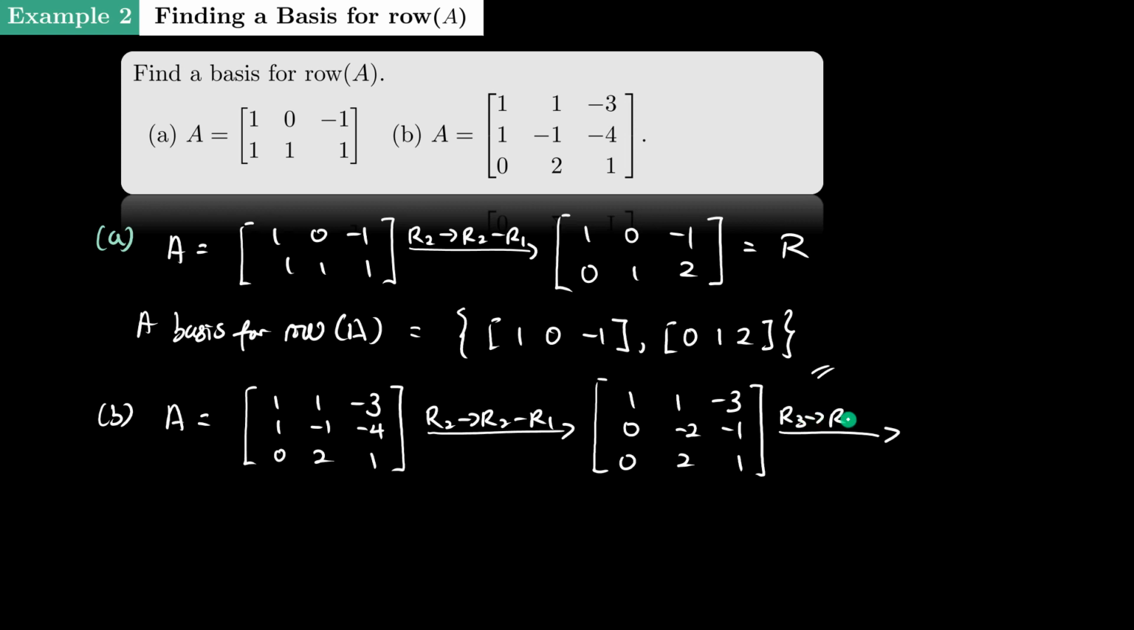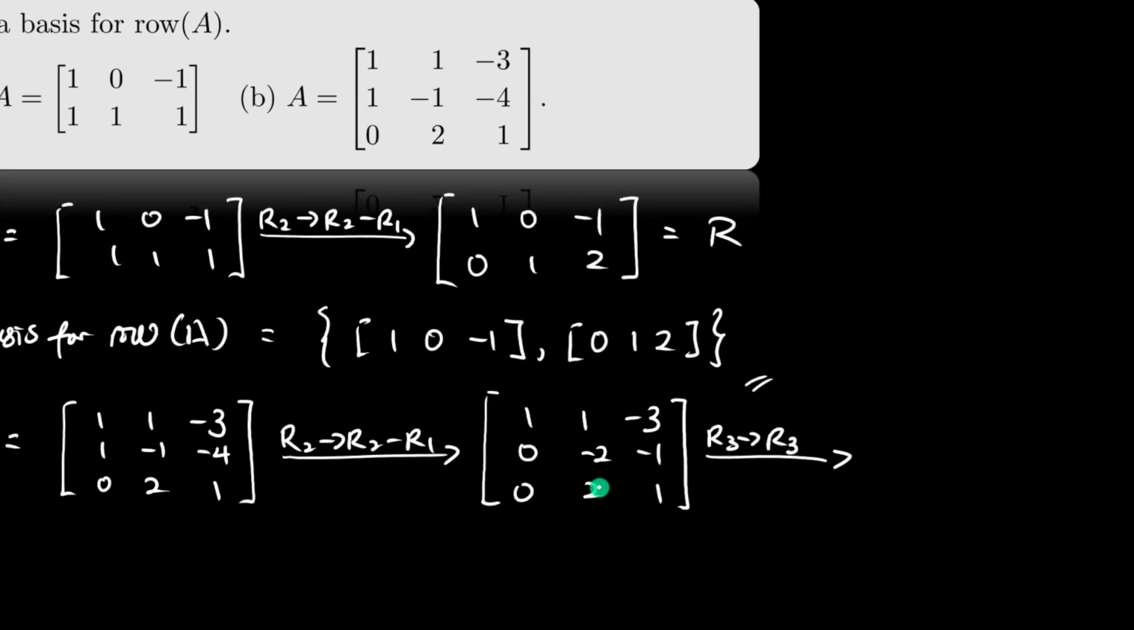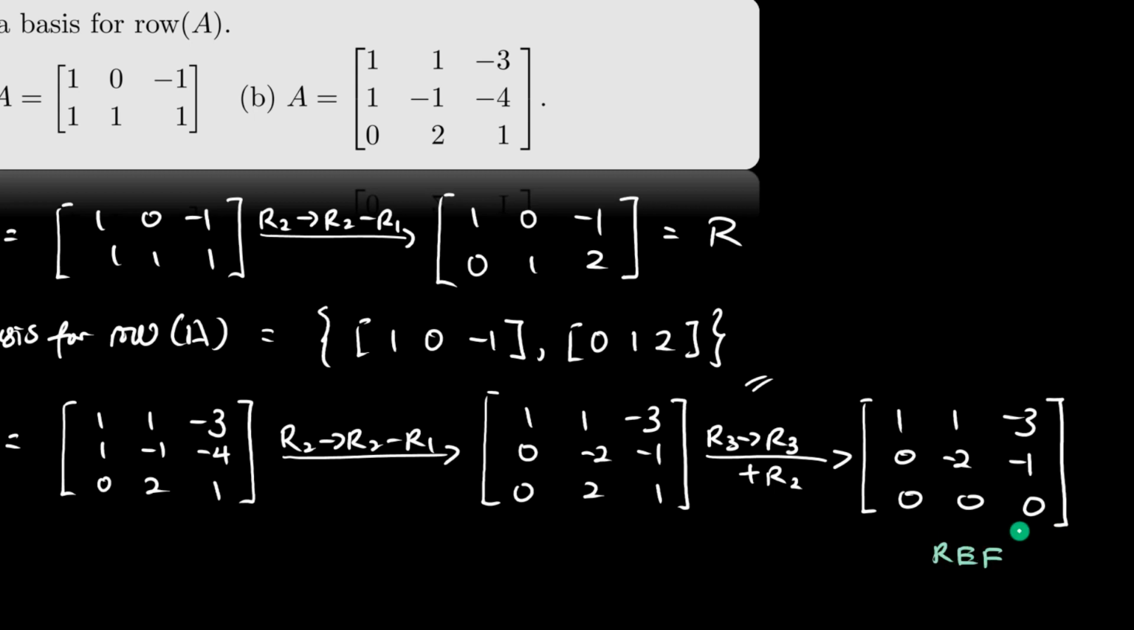And the second operation is to get rid of this number below the second pivot. And we obtain this matrix. And this is our REF. And let's call this R.